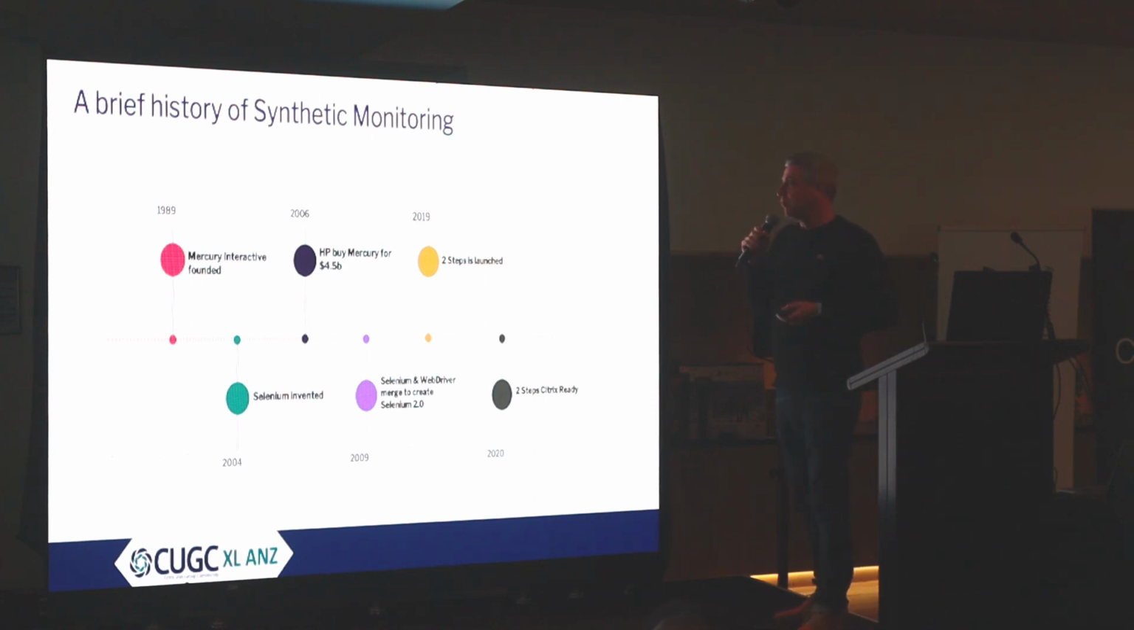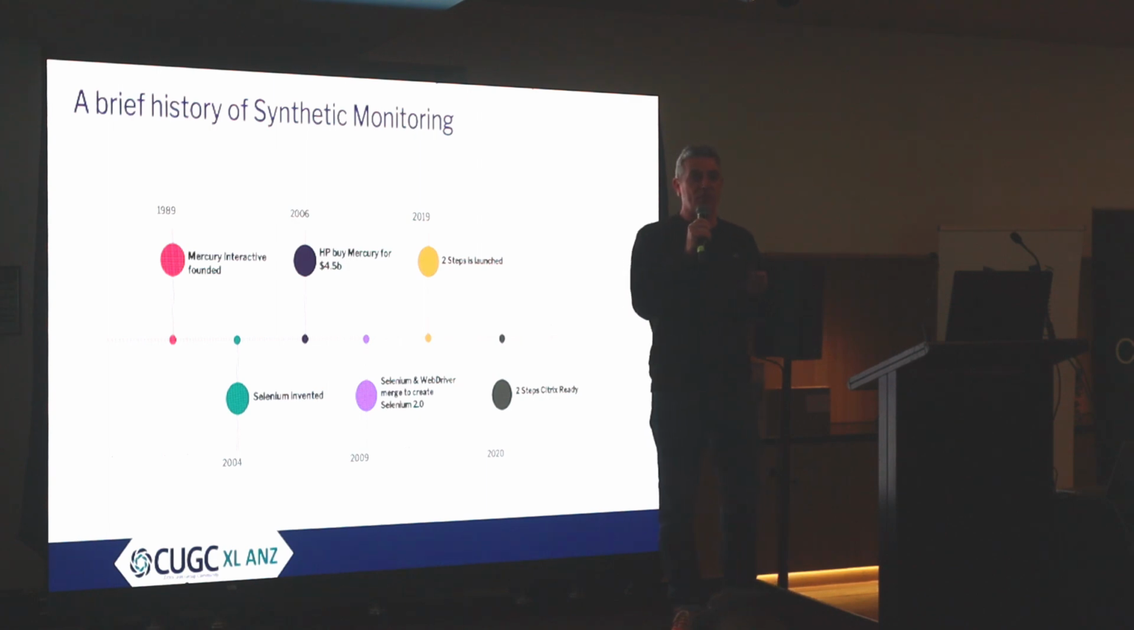Synthetic monitoring has been around for ages. 1989, Mercury, that was when that was founded. Then Selenium was invented, and an interesting tidbit here is the founders of Selenium hated Mercury so much, that's why they called it Selenium, because selenium is the antidote to mercury poisoning. HP bought Mercury for $4.5 billion. Selenium and WebDriver merged to create Selenium 2.0.